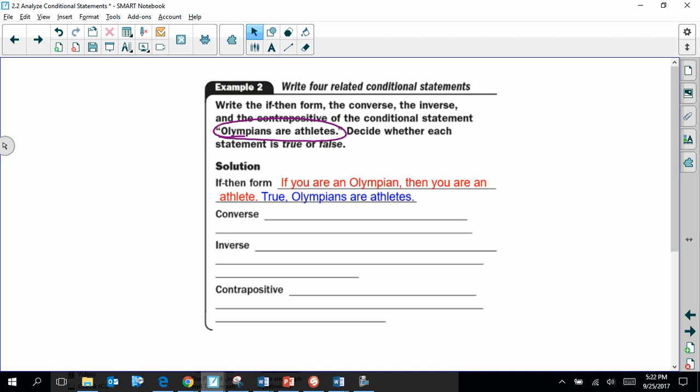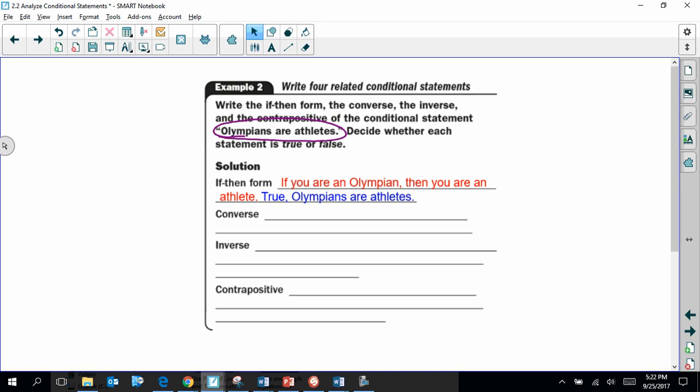Well, if you are an Olympian, then yes, you are an athlete. You're competing for a silver medal or a bronze medal or hopefully a gold medal. You know, we're all wanting to be Michael Phelps now. So if you are an Olympian, then you are an athlete. That's true because Olympians are athletes.